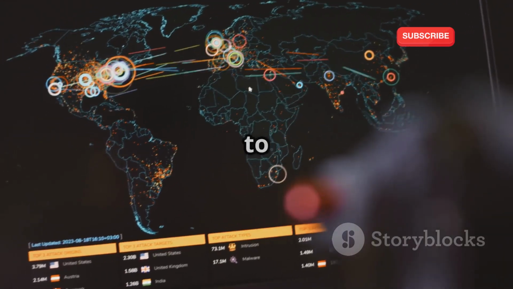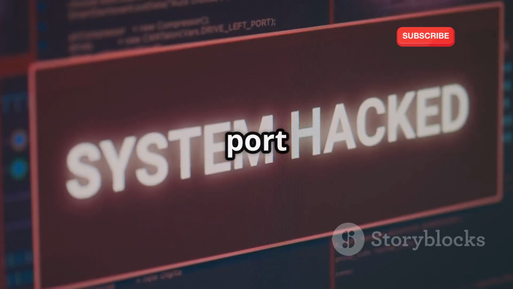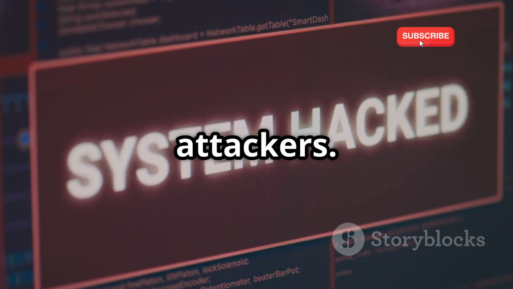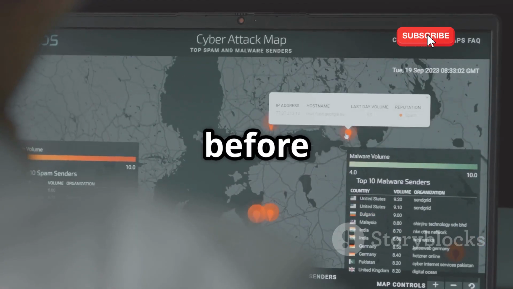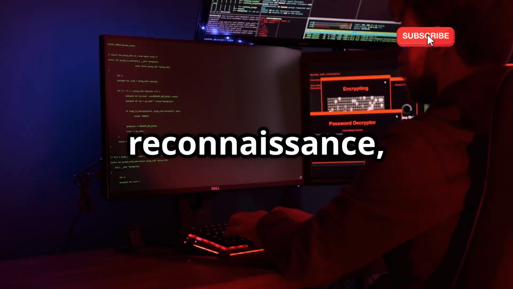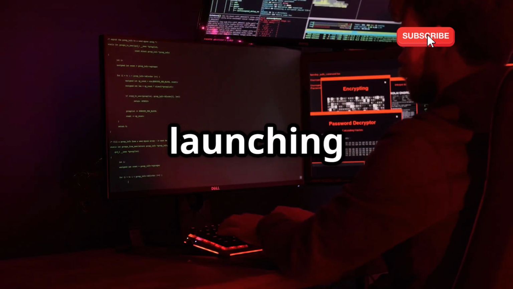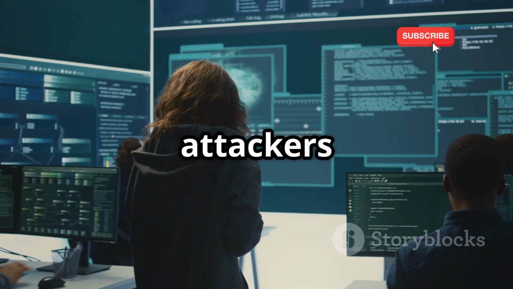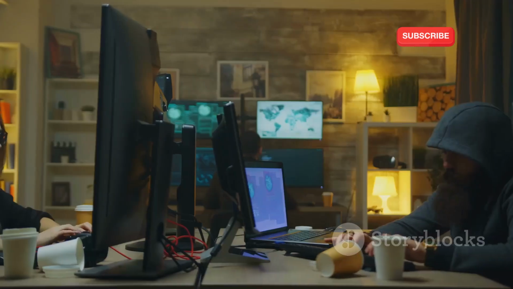Nmap can also be used to identify open ports, which are like doorways into a system. If a port is open and unguarded, it's an open invitation for attackers. Nmap helps ethical hackers find these open doors and close them before someone unwanted can sneak in. So Nmap is all about reconnaissance, gathering intel, and understanding the lay of the land before launching any attacks. It's an essential tool for both attackers and defenders, and it's incredibly powerful in the right hands.